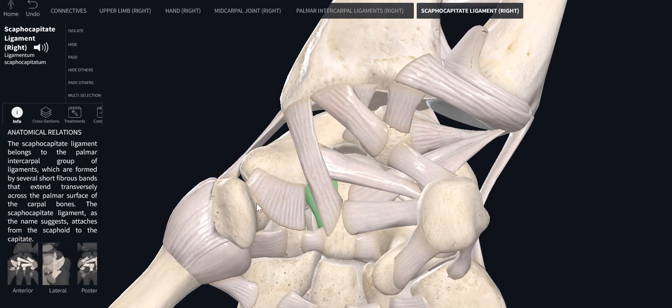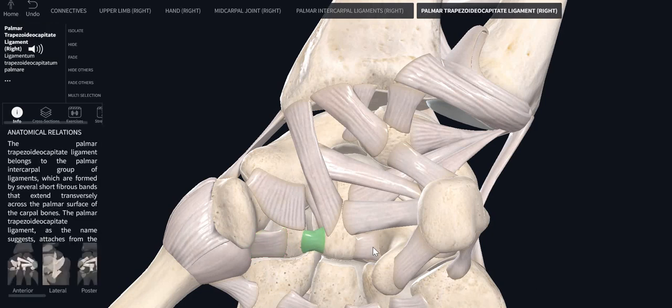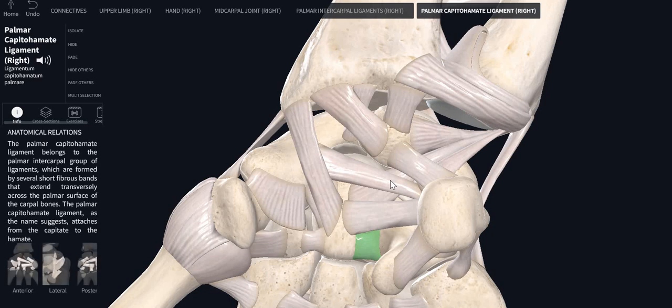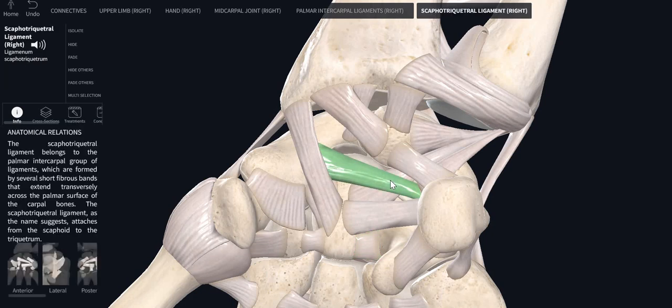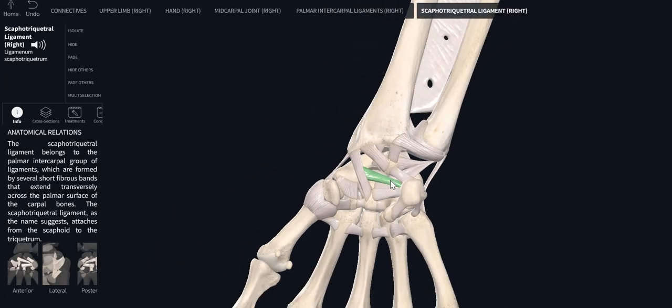The intercarpal joints, as the name suggests, attach the carpals together, but the ones that are adjacent or within the same row, and they have a gliding movement. So, for example, this is an intercarpal joint. This is also another intercarpal joint. I'm guessing this is also an intercarpal joint. Yes, it is. So these are all intercarpal joints.